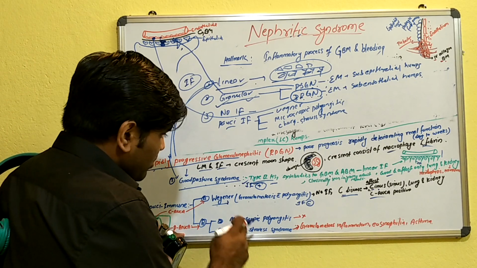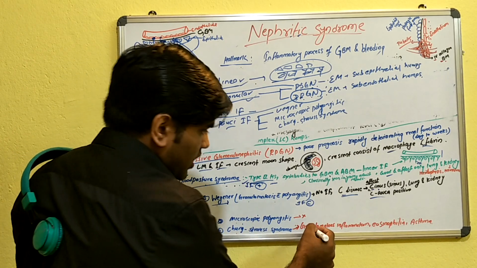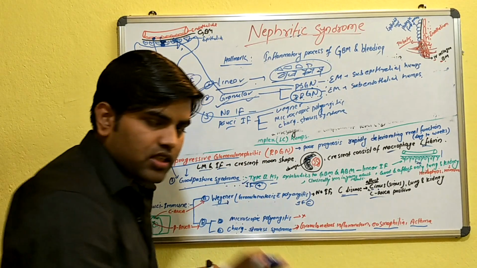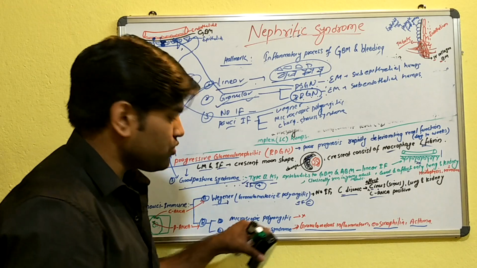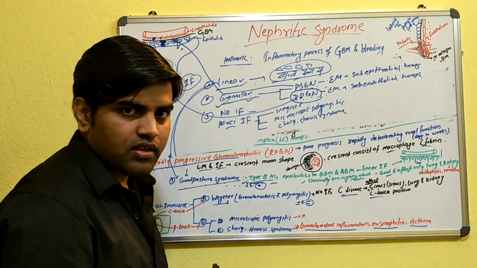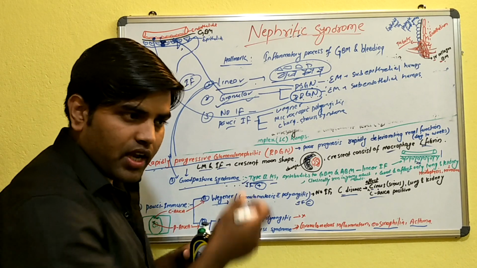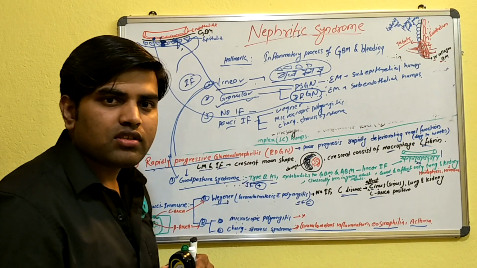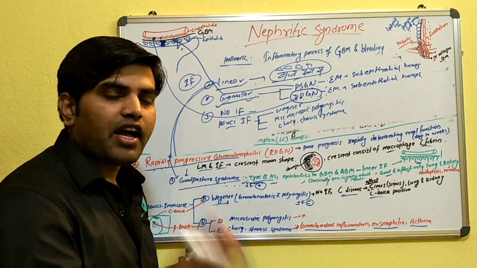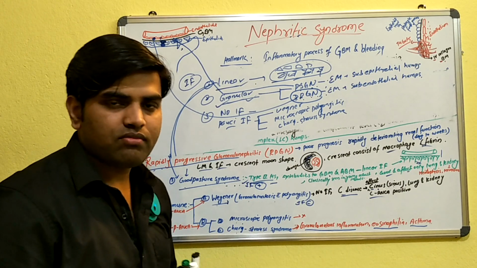We can differentiate them by three features: granulomatous inflammation, eosinophilia and asthma. These three features are present in Churg-Strauss syndrome but absent in microscopic polyangiitis. And in this way, we can differentiate each and every cause, be able to manage the patient, and be able to diagnose the case in the exam and score.